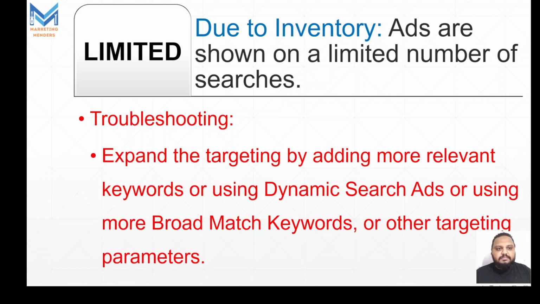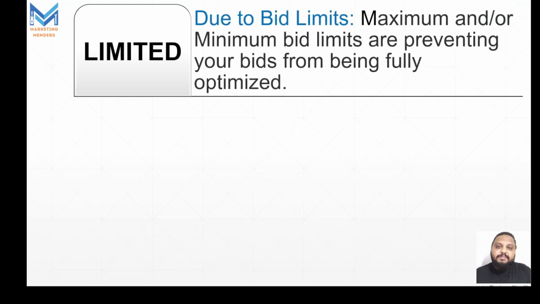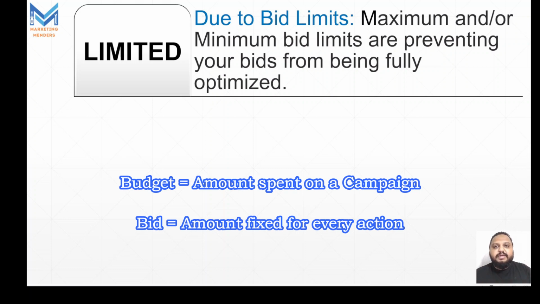Next, your bid strategy is limited due to bid limit. Now, either maximum or minimum bid limits are preventing your bid from being fully optimized. Now let me explain this. What is this? There are 2 concepts. One is daily budget and another is bid limit.